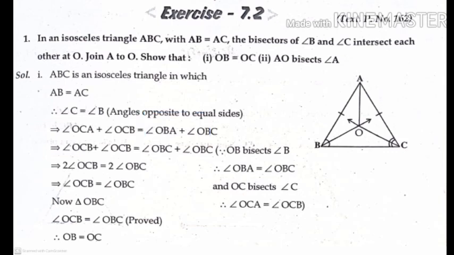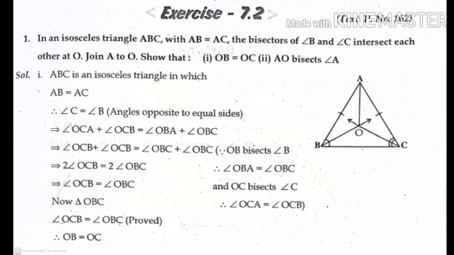Angle OCA equals angle OCB because OC bisects angle C. That implies angle C equals angle OCB plus angle OCB. Angle OBA equals angle OBC because OB bisects angle B. That implies angle B equals angle OBC plus angle OBC. Adding like terms, 2 angle OCB is equal to 2 angle OBC. Here, on both sides, the 2 cancels. We get angle OCB equals angle OBC.